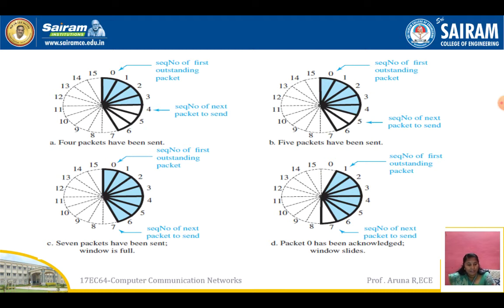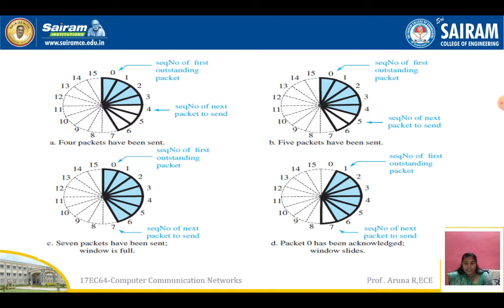When the 7th packet is sent, if I get the acknowledgement from the receiver, your window moves. Now you can see in the diagram in the C, 7 packets have been sent and the window is full. That is, 0 to 6 everything has been sent. Window capacity here is 0 to 6, that is totally 7. 7 packets have been sent and the window is totally full.